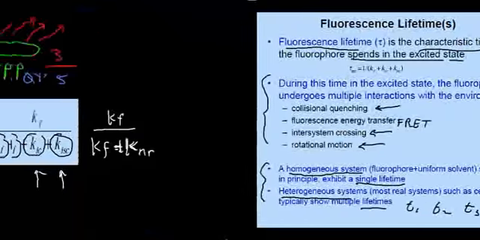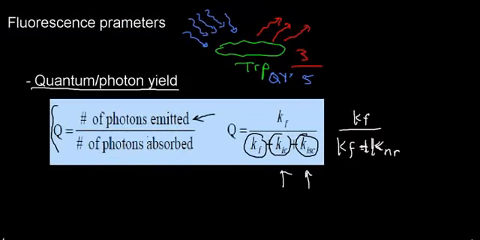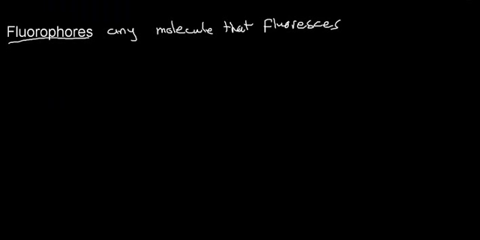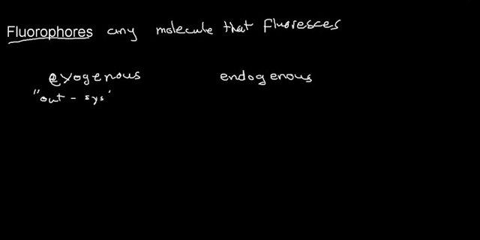Perfect. So now that we've discussed the major fluorescent parameter, all we have really left is to look at fluorophores. By now, you should know that a fluorophore is any molecule that fluoresces, and we have a lot of fluorophores. They are basically in two categories: the exogenous fluorophores, this is an E, and the endogenous fluorophores. Exogenous, I believe, means outside of a system, and endogenous means within a system.